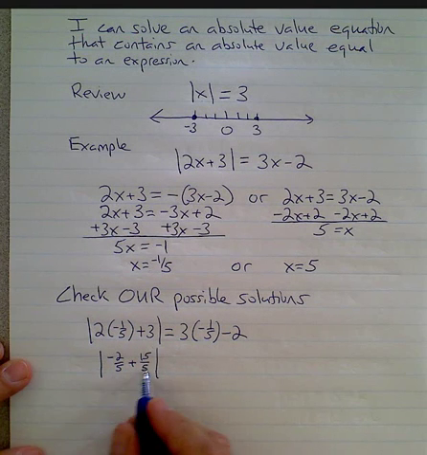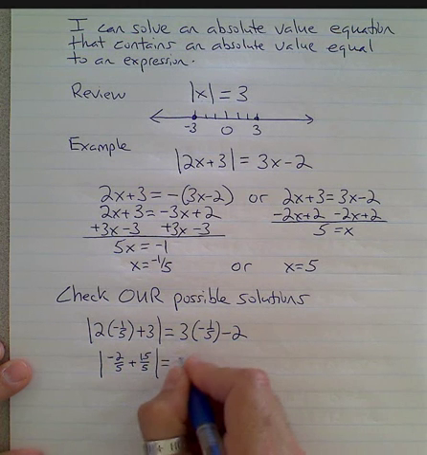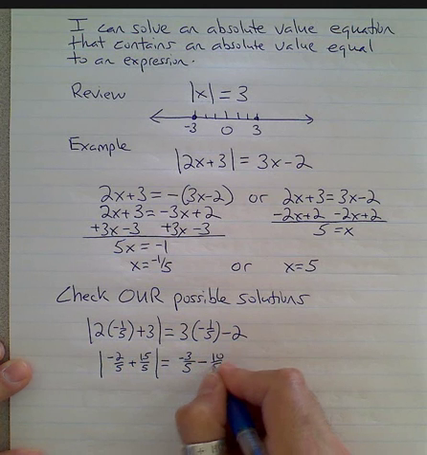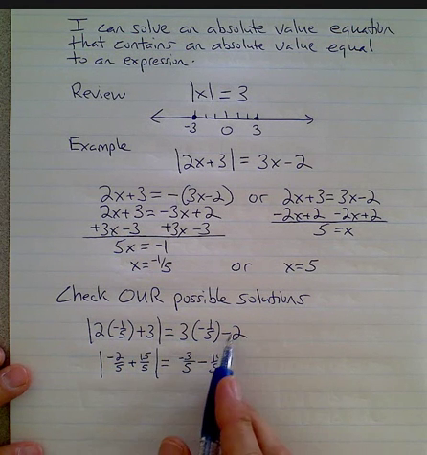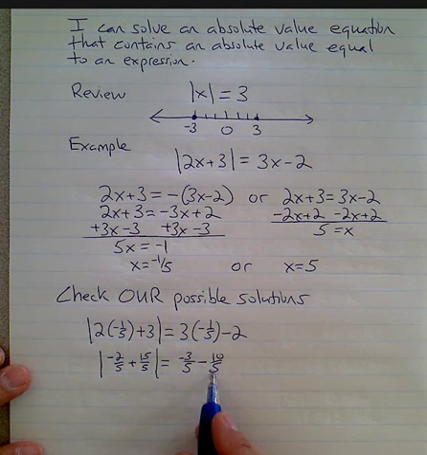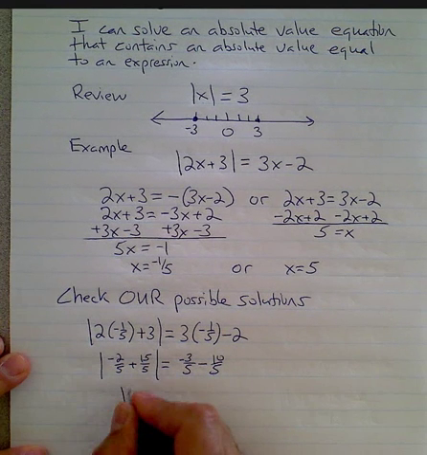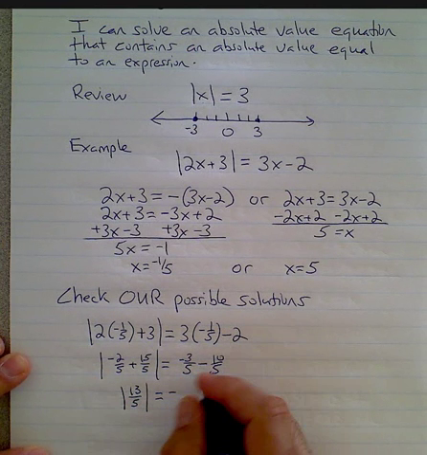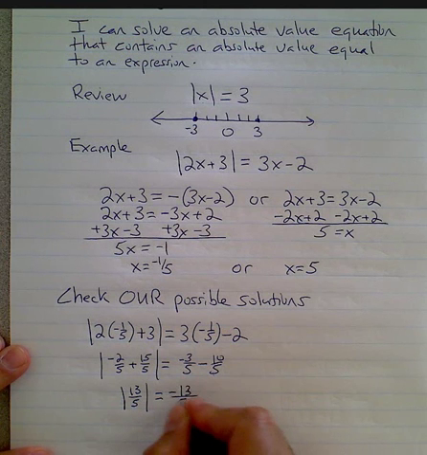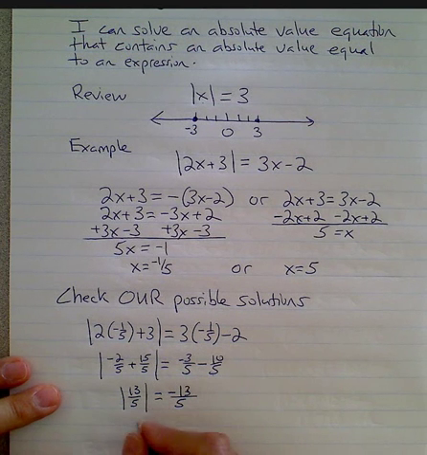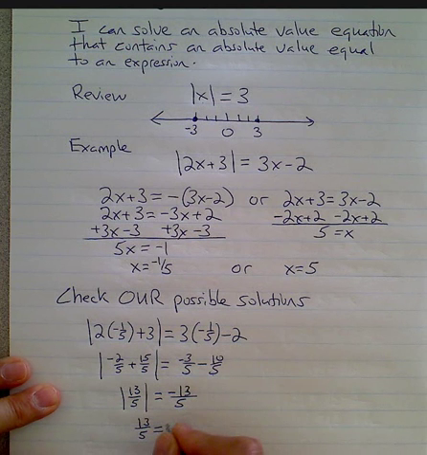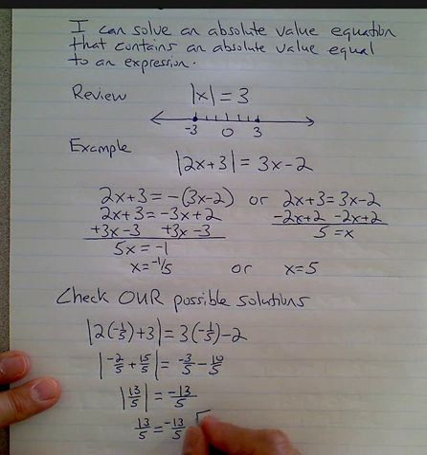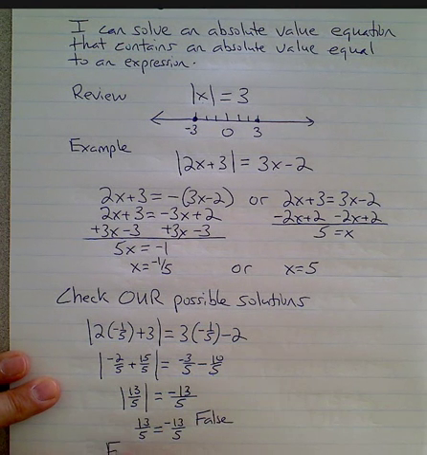We must have a common denominator in order to add fractions. Same thing on the right side. -2 is converted to -10/5 so that we have common denominators. Here we have the absolute value of 13/5 equals -13/5. Well, the absolute value of 13/5 is 13/5, and that is not equal to -13/5. So this is a false statement. This would be an extraneous root.